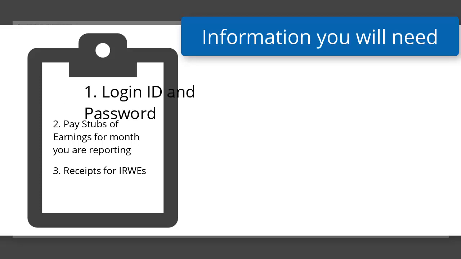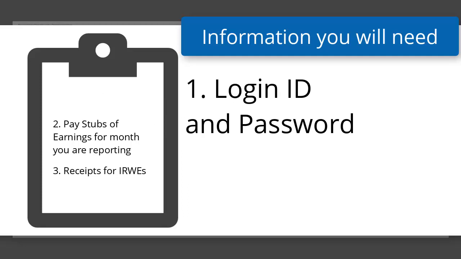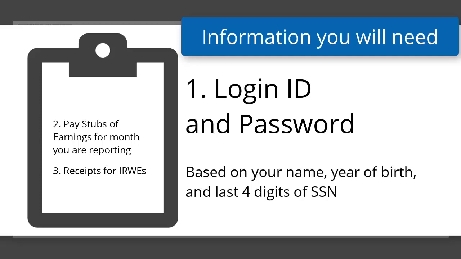First, you need your login ID and password. When you enroll in POD, a login ID and password for the portal are created for you. This information is based on your name as listed with SSA, your year of birth, and the last 4 digits of your Social Security number. Because these items are known to you, you will not be sent this information. On the login screen, information to help you with your login ID and password displays.